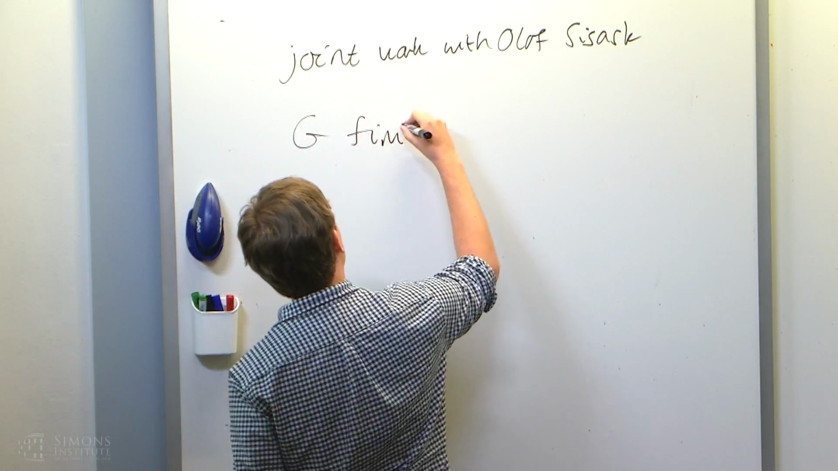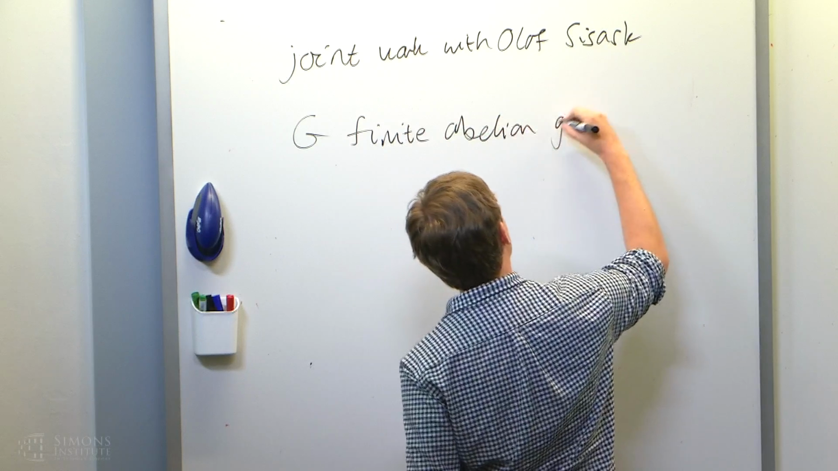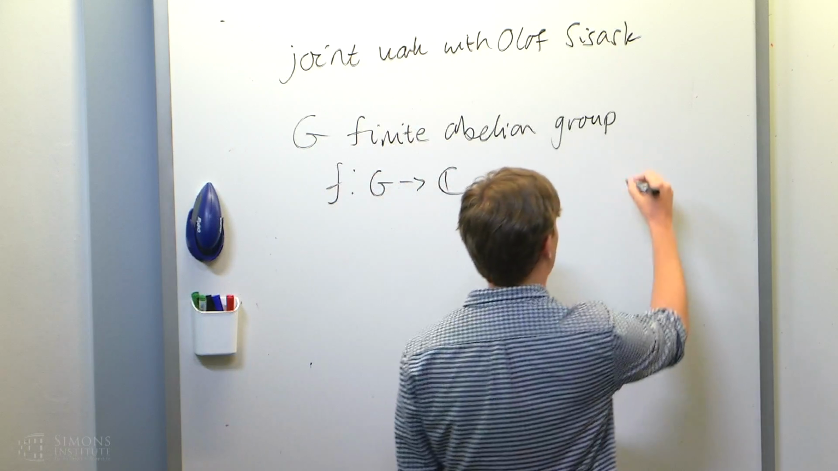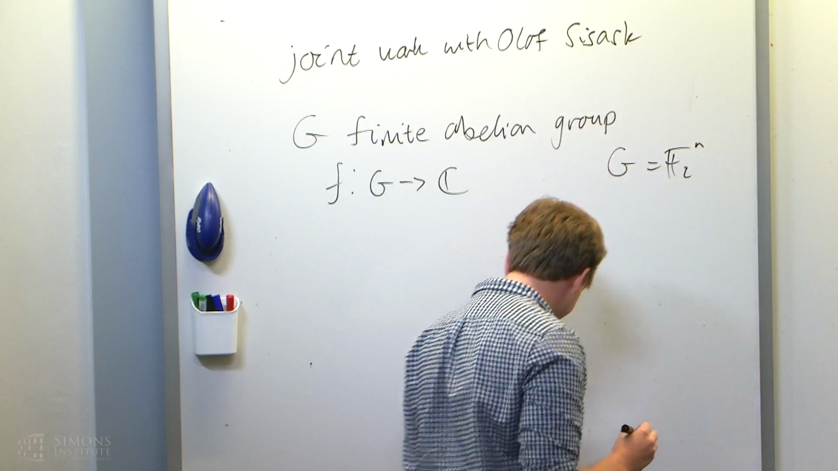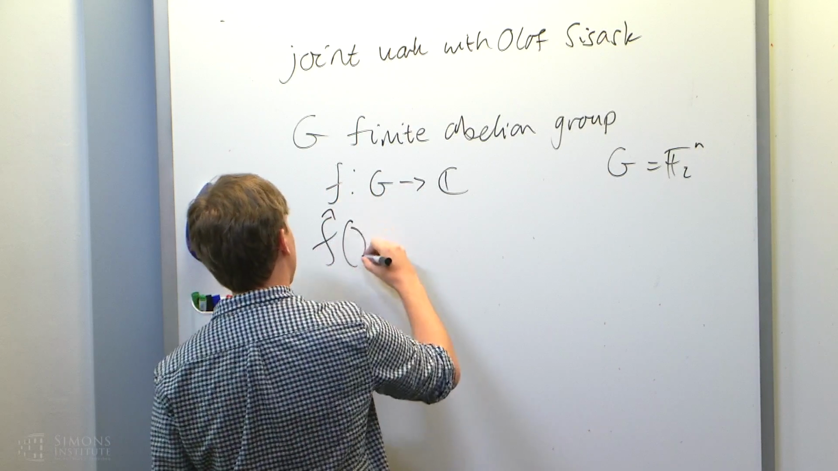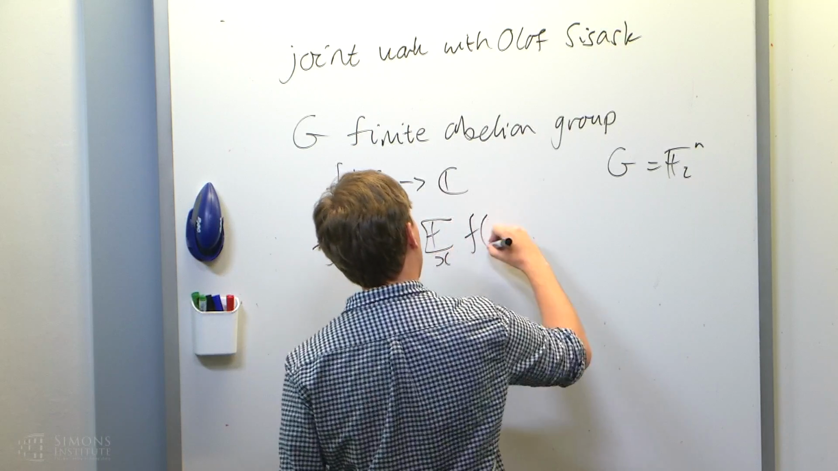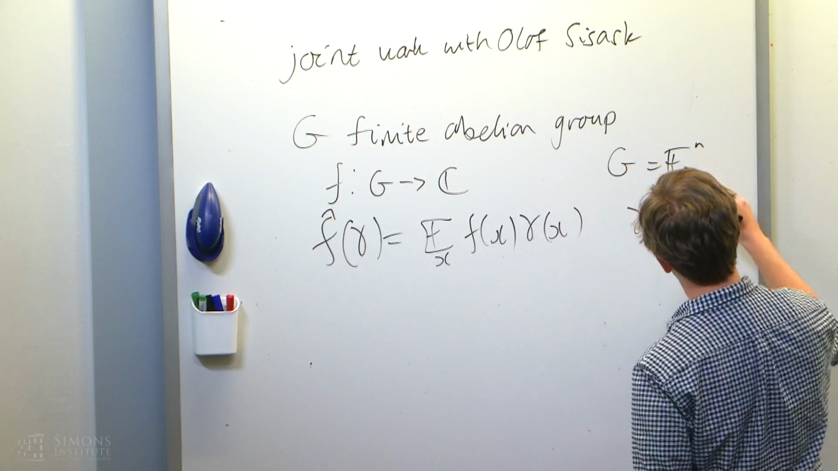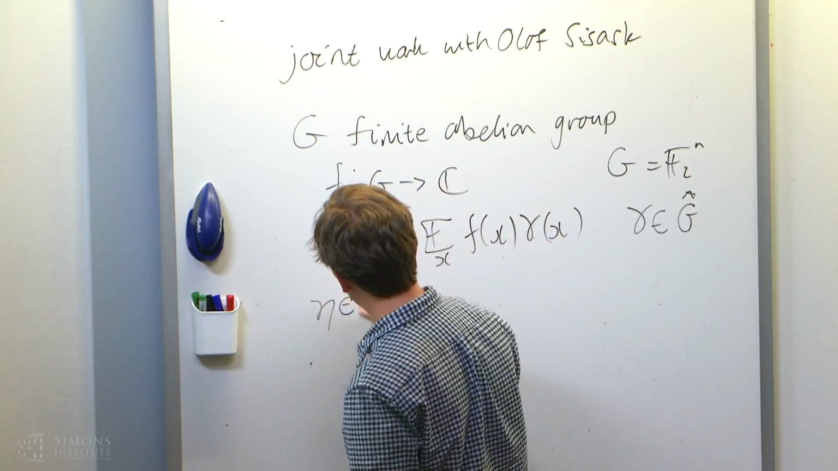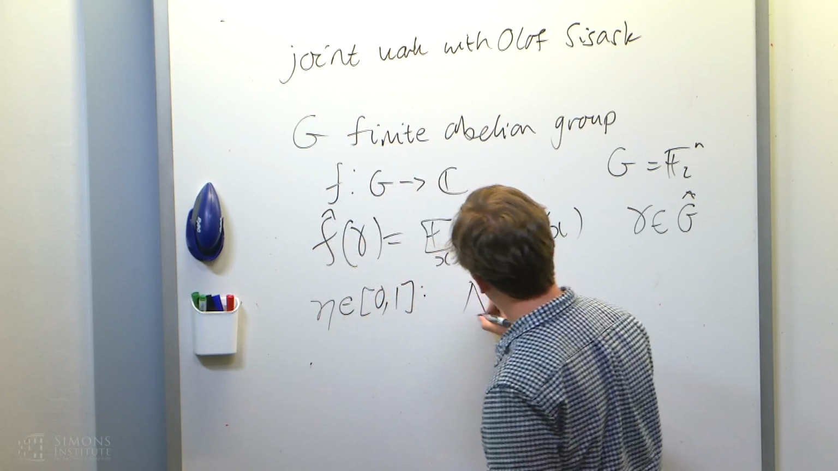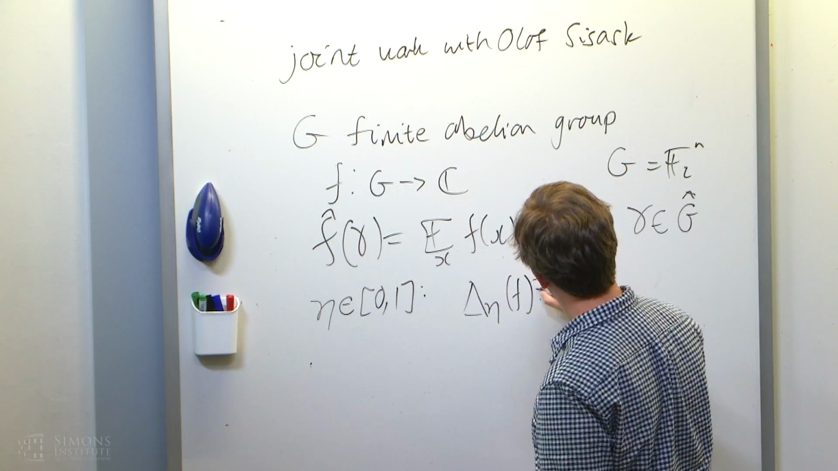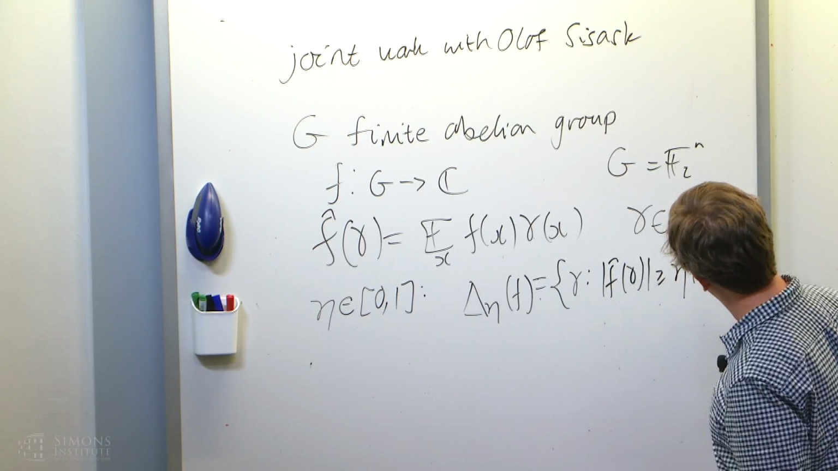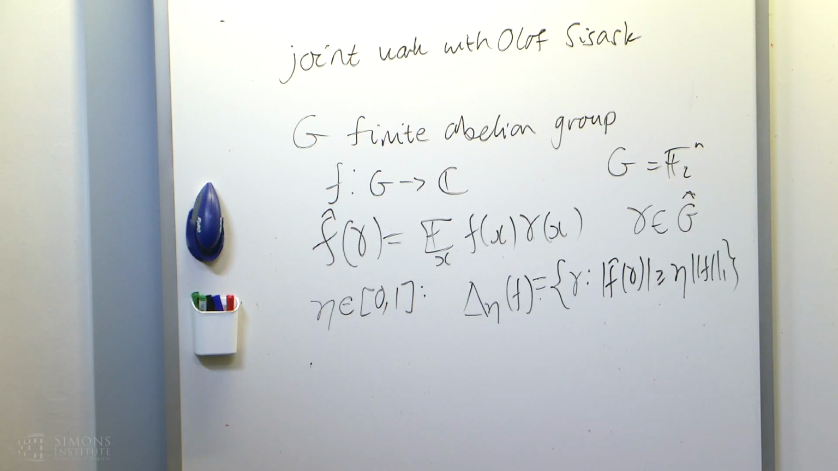So let G be a finite abelian group, and f is going to be some function from G to the complex numbers. We're usually going to take G to be F_2^n or something for simplicity. And then, of course, we define its Fourier transform to be the average of f times this character. So we're inside the dual group. And then the large spectrum, for any eta in [0,1], is just defined to be the set of all characters such that this Fourier transform is at least eta times the maximum.